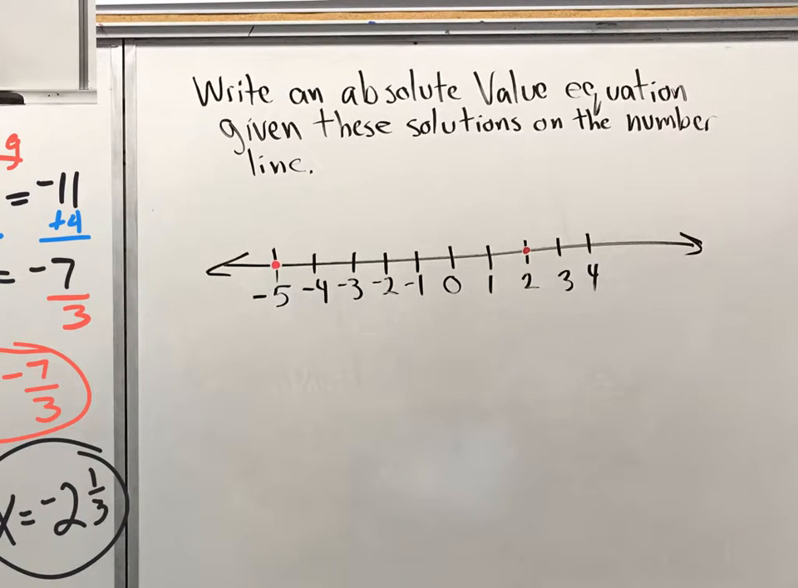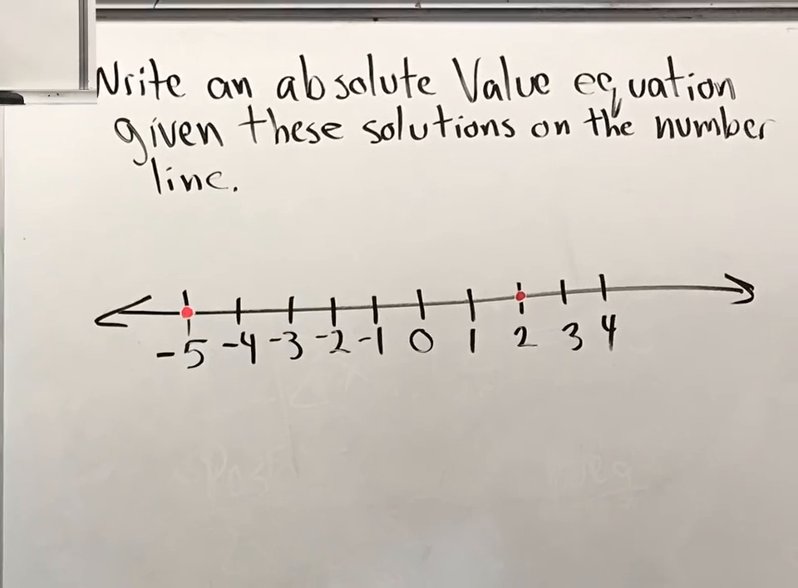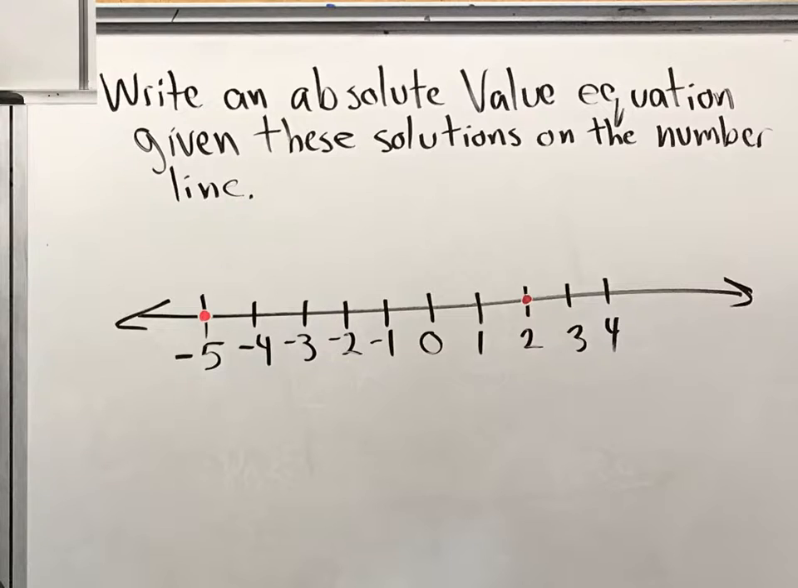Please copy this one down. It says write an absolute value equation given these solutions on the number line. So we have, let me zoom in a bit. We have two answers. We have the answer -5 and +2. And we need to come up with the absolute value equation that produces those answers of -5 and +2.